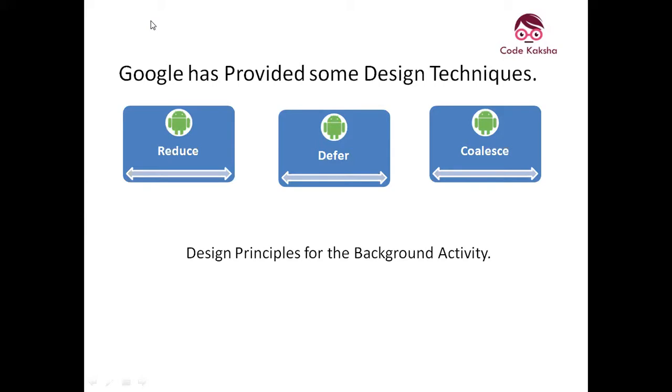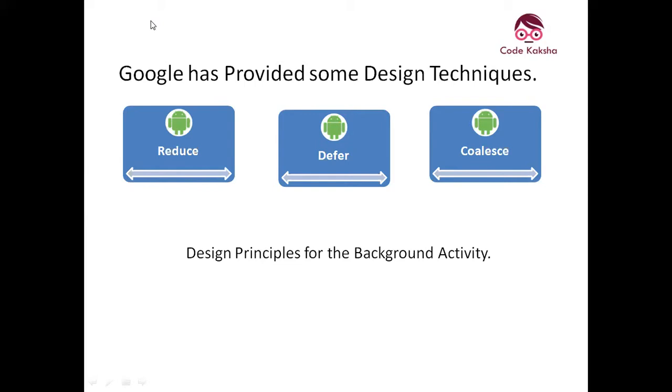Next one is defer. That means if there are many background activities that must be performed, we do them when the device is on the charger, that means when we are charging the mobile. Only at that time will our background activities be performed, right? So when the mobile is on the charger and background activity is running, it will not cost the battery.